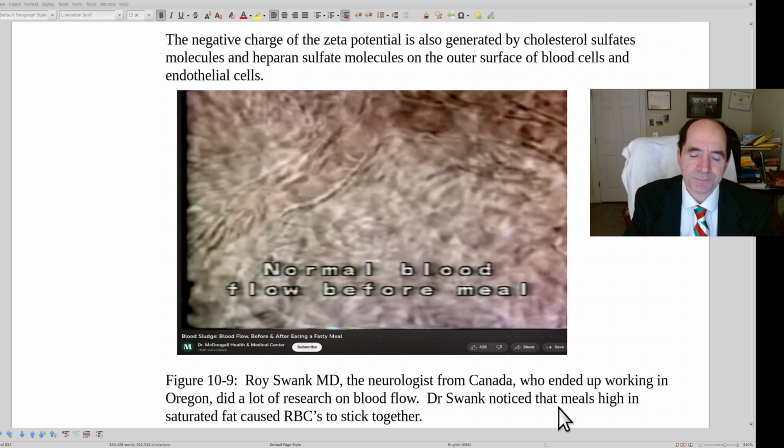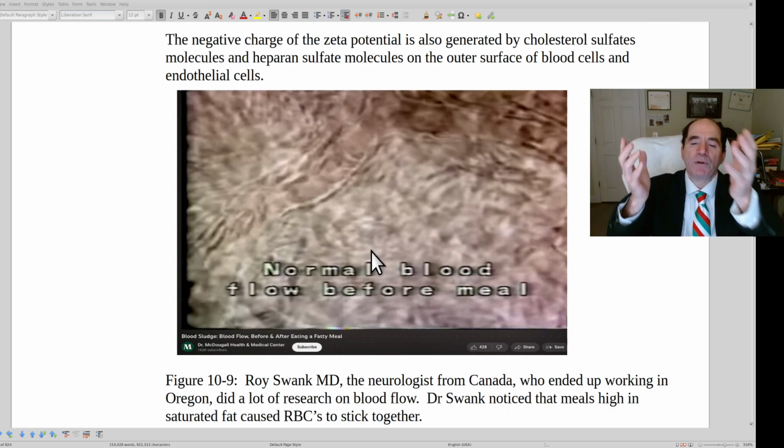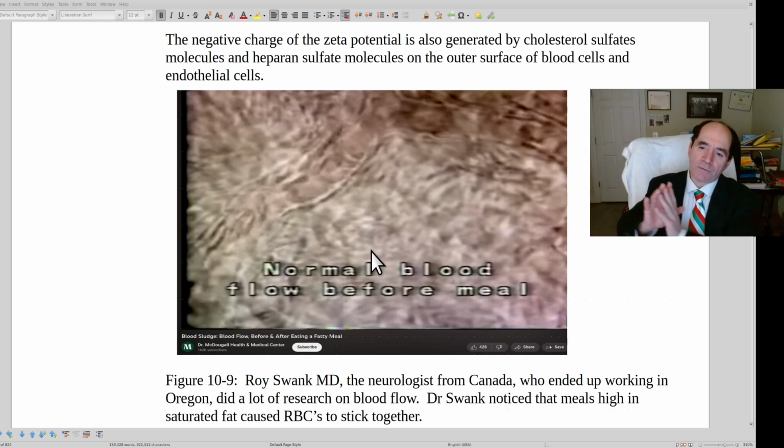Okay, so anyways, what they saw is the red blood cells all start sticking together. So this video shows normal blood flow before a meal, then following a high-fat meal, you see all the red blood cells sticking together like a submarine sandwich, like I was talking about, meaning that pressure has to go up and that it's harder for them to get through the capillaries. There's also a drop in oxygenation. I think it was a Peter Quo paper.